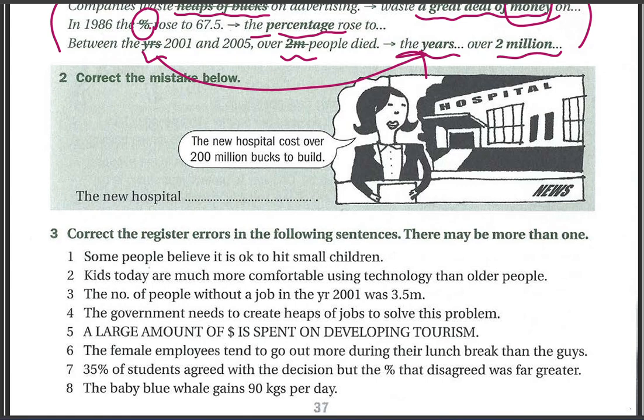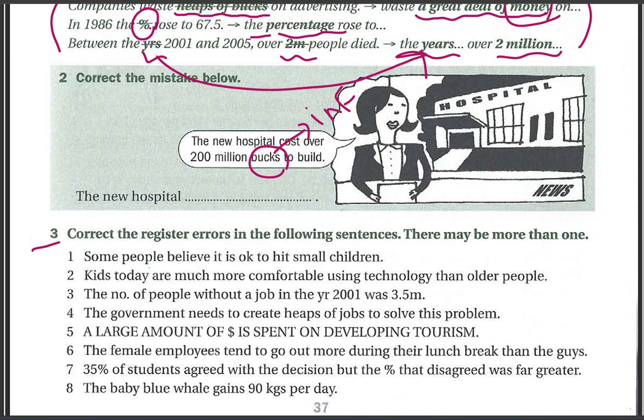Look at here, bucks. Bucks is informal, so you should change it to money. So the new hospital cost over $200 million to build.